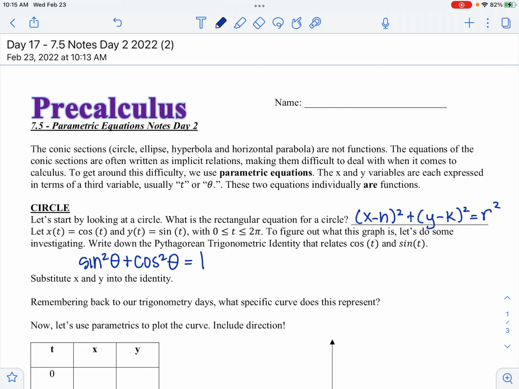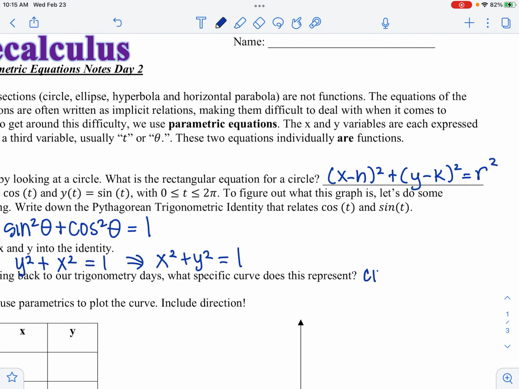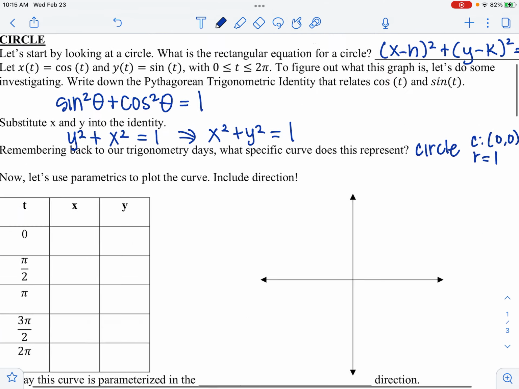The next thing says, what if we substitute x and y into the identity? First off, is sine the x value or y value? The y value, so that's y squared, plus cosine is x, so x squared equals 1. Written a little prettier, x squared plus y squared equals 1. Remembering back to our trigonometry days, what specific curve does this represent? If I asked you to graph that, what is it? It's a circle with center 0, 0 and radius 1. So it's also the unit circle.